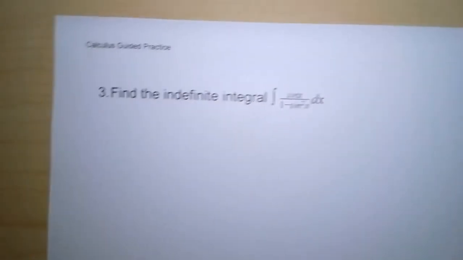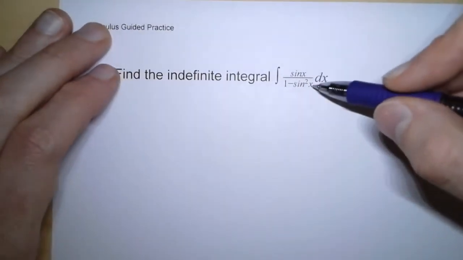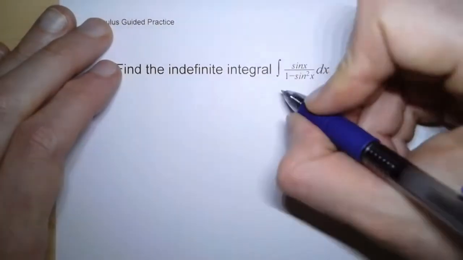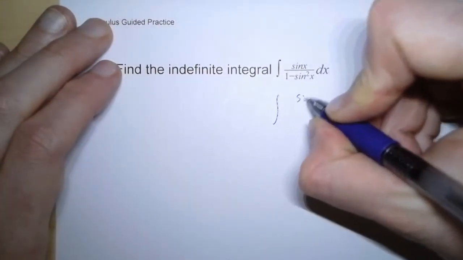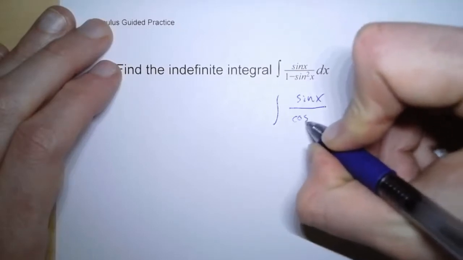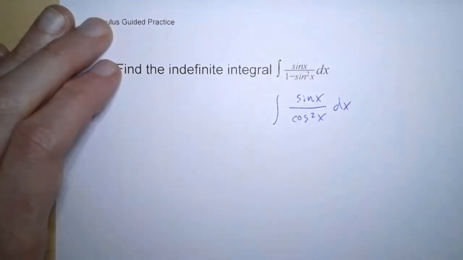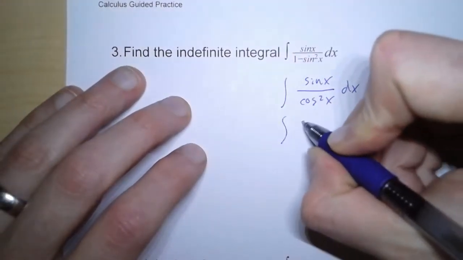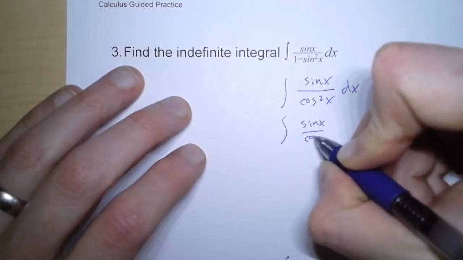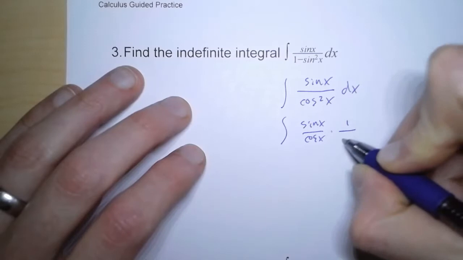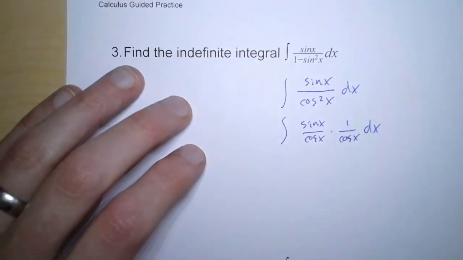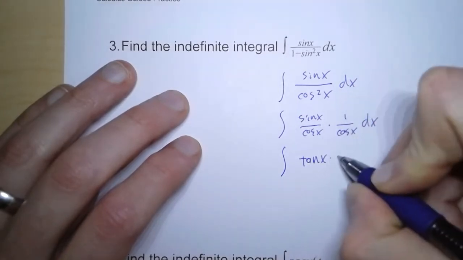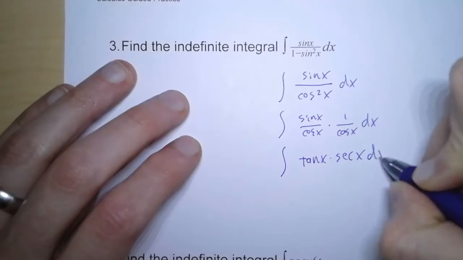So on the next one, here we have sine over 1 minus sine squared. Well, this is another example of a trig identity, and this is going to be replaced by cosine squared of x dx. And what we can do is break this up into sine of x over cosine of x times 1 over cosine of x dx. And we can simplify that to tangent of x times secant of x dx.